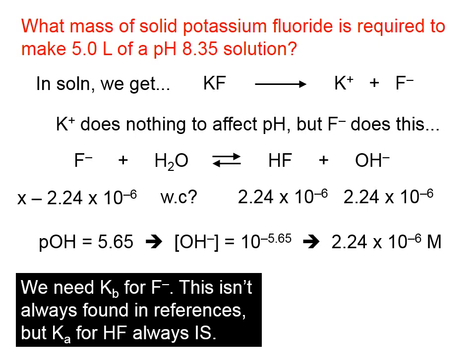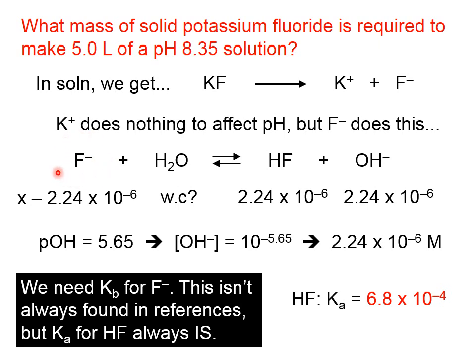This isn't always found in references, but the Ka for hydrofluoric acid always is. And if we were to look that up, or Google it, you would get a number somewhere around 6.8 times 10 to the negative 4th for the Ka for hydrofluoric acid. But look at our equation. It's right in the middle of the screen here. It starts with F⁻. You can see that F⁻ is not acting as an acid, it's acting as a base.